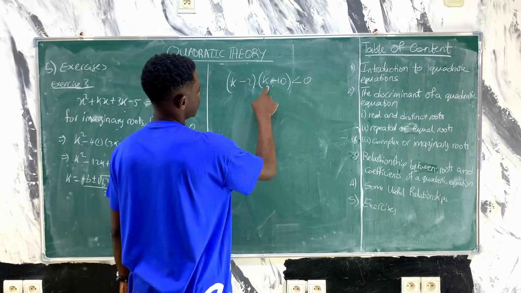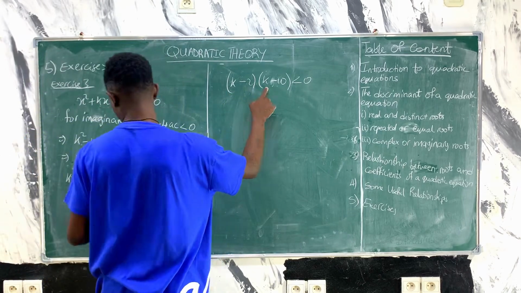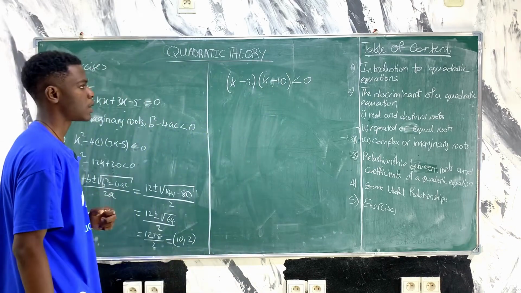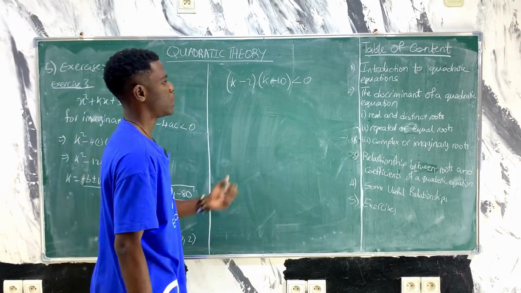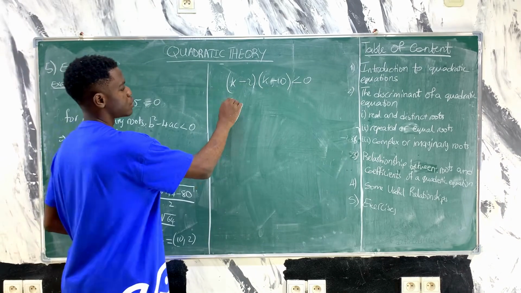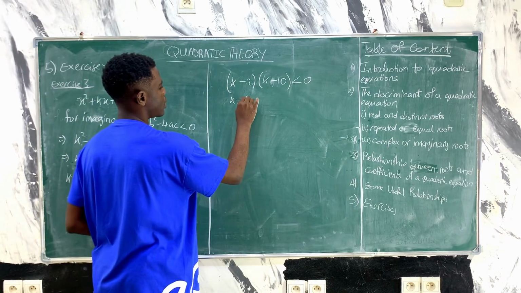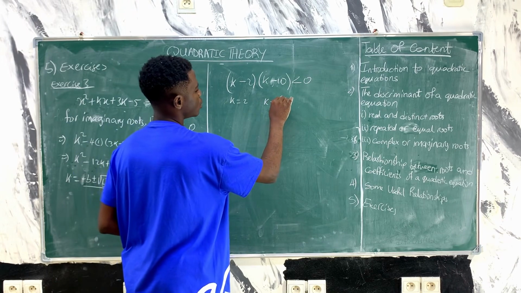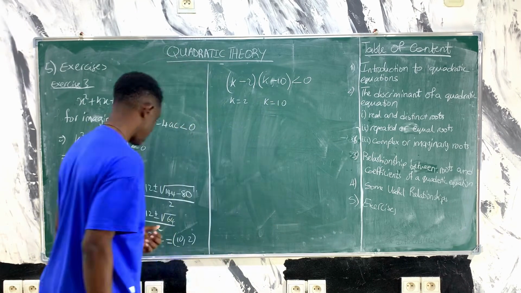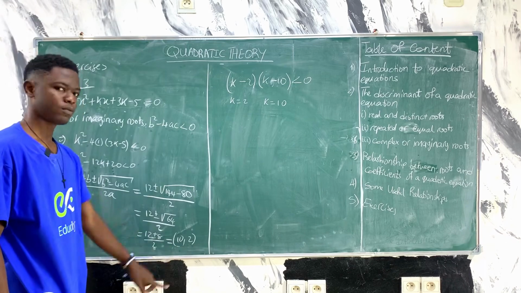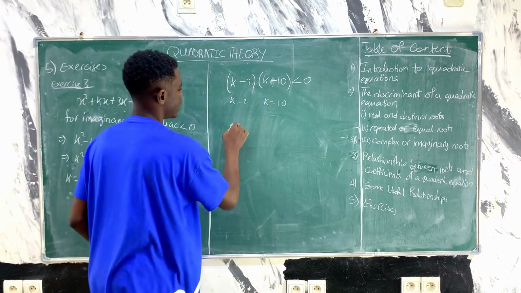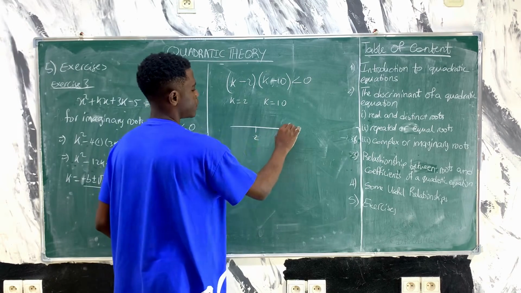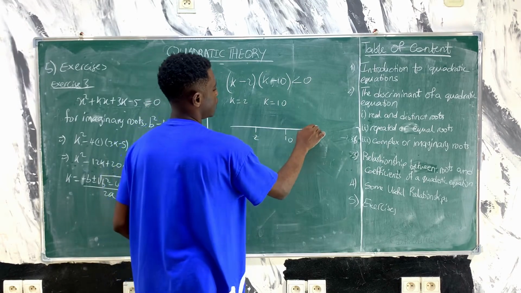So let's check it. You have k squared minus 12k plus 20. So when you have this, what you're going to do is you find your critical values. The first critical value is going to be k equal to 2. The second one is going to be k equal to 10. These are your critical values here. When you find your critical values, you draw a number line. You put the smallest one first, then the biggest one, 10.